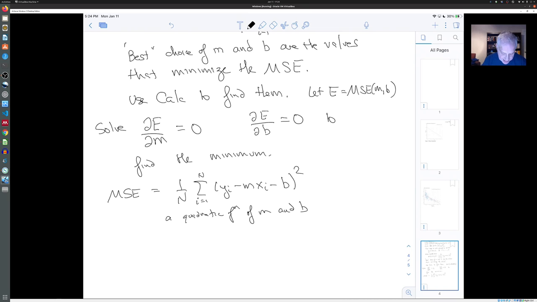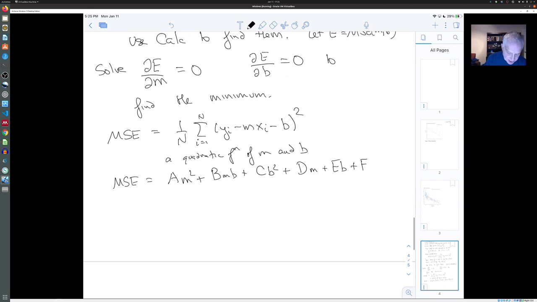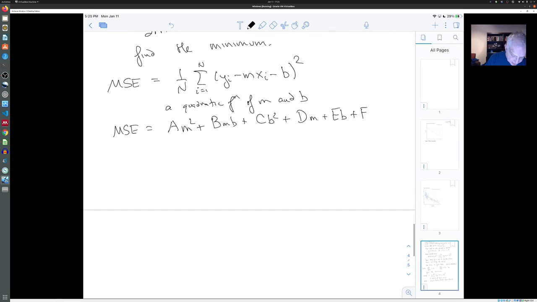It looks something like A m squared plus capital B m b plus capital C b squared plus capital D m plus capital E b plus capital F, where A, B, C, D, E, and F are some constants that involve the y's and the x's. Now, we're not going to actually compute the A's, B's, C's, D's, E's, and F's. We're just going to go ahead and compute the partial derivatives. So let's look first at the partial derivative of E with respect to m.